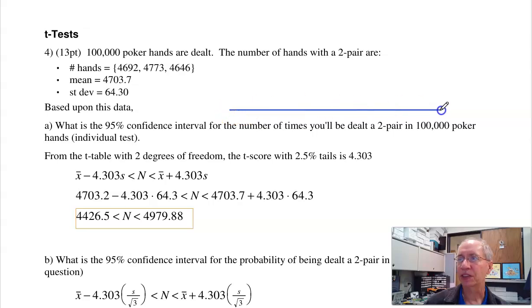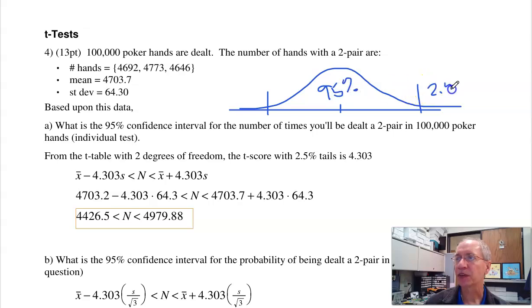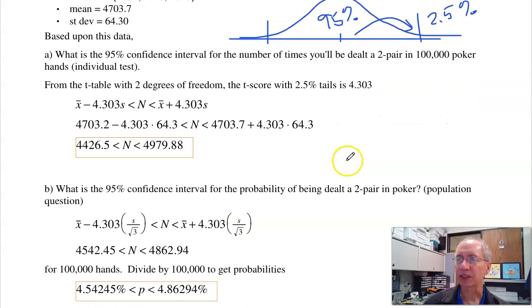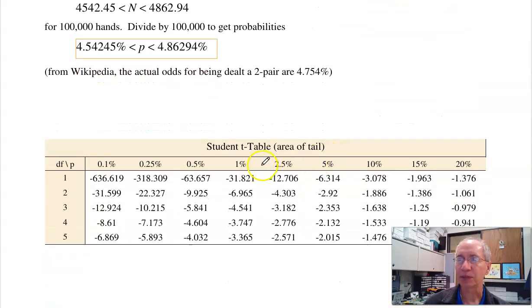So this is a normal distribution. It's got a mean, standard deviation. What I want is this area to be 95%, which means I want each tail to be 2.5%. To find out how far away from the mean I have to go to get 2.5% tails, I use a t-table. I have a sample size of 3, meaning 2 degrees of freedom. I want each tail to be 2.5%. So there's my t-score.